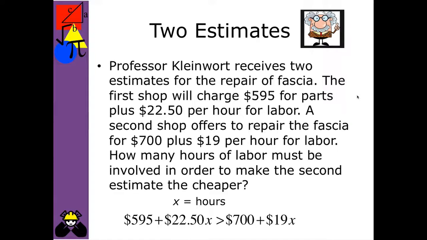How many hours of labor must be involved in order to make the second estimate less than the first, or cheaper? So I've got my inequality set up, the $595 plus the $22.50x, and x is the number of hours. When is it greater than the $700 plus the $19 per hour for labor? So work this problem, and I'll meet you back here in a minute. Welcome back. Let's go to our slates and work this problem.